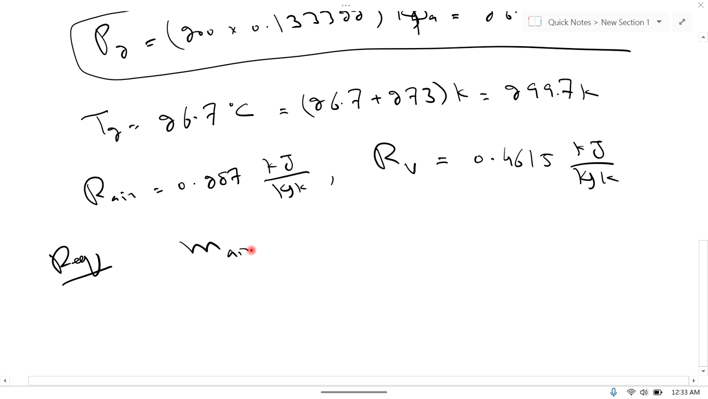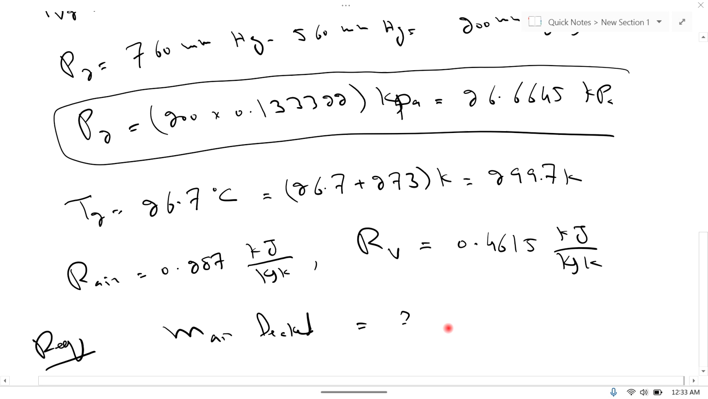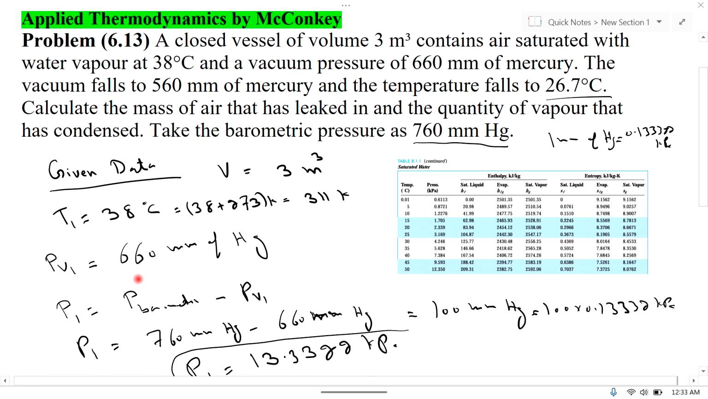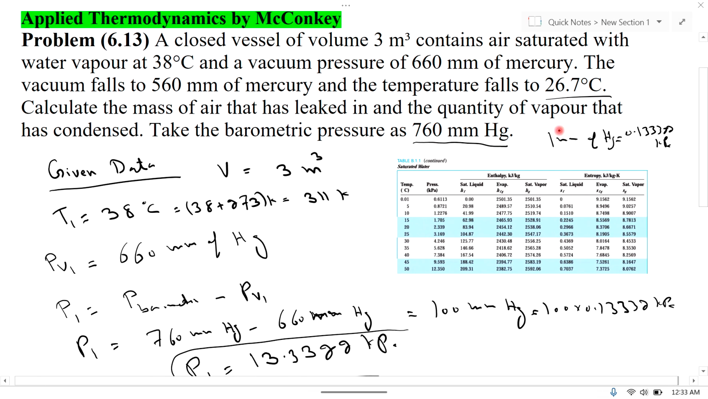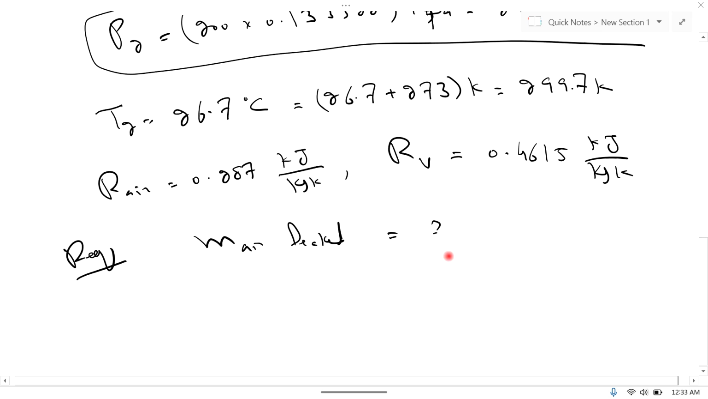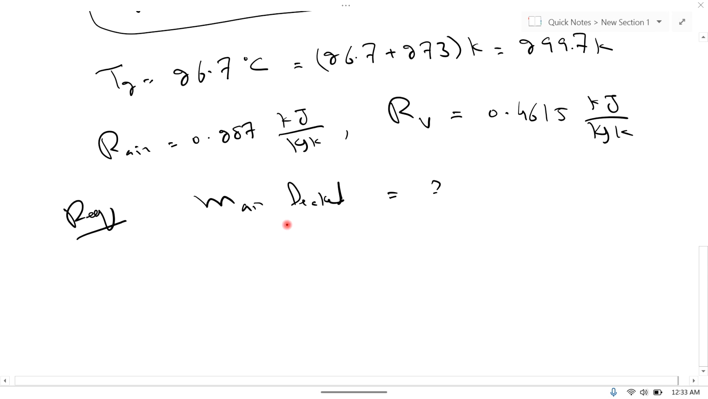the required values are the mass of air leaked in. From the statement: calculate the mass of air leaked in and the quantity of vapor that has condensed. Take the barometric pressure as 760 millimeter of Hg. So find mass of air leaked and mass of vapor condensed.